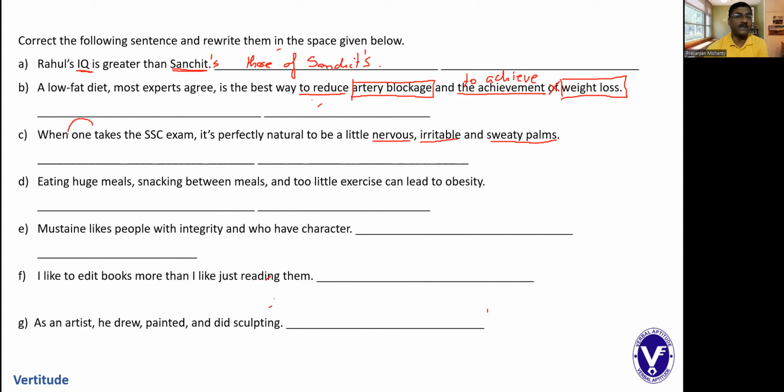One is nervous, means someone, an indefinite pronoun, a person. One is nervous, is irritable. And when we talk about sweaty palms, we are changing the subject to palms. But here we are talking about the person who is taking the exam. So he is nervous, he is irritable, and he is sweaty. But when I say sweaty palms, I'm changing the subject from he to palms. So that's why it should be only sweaty.